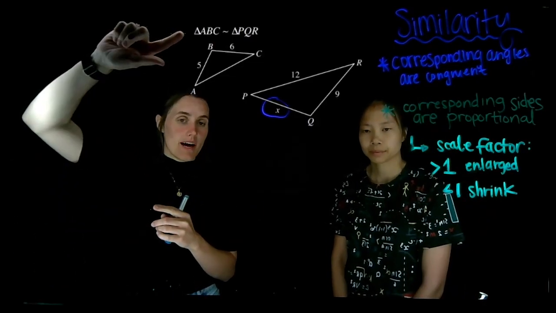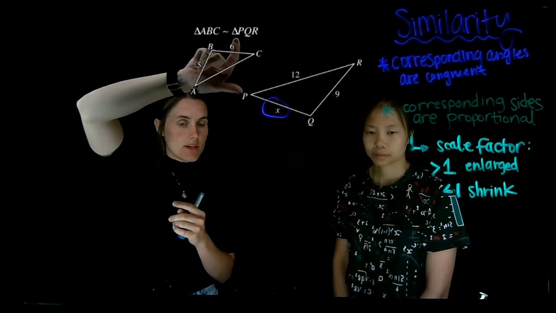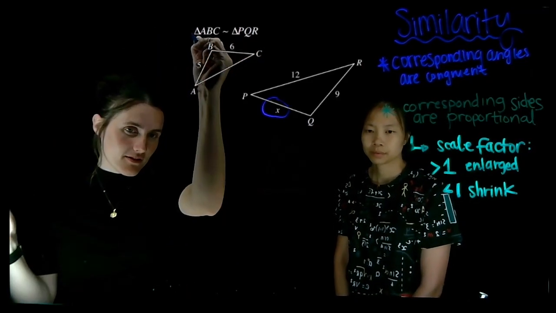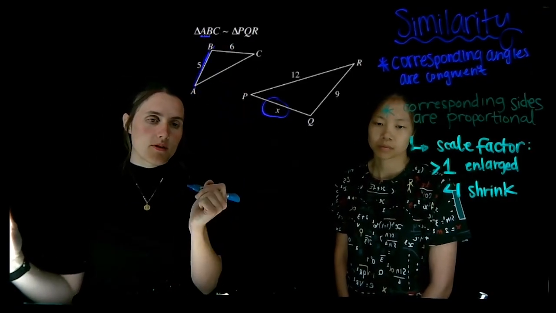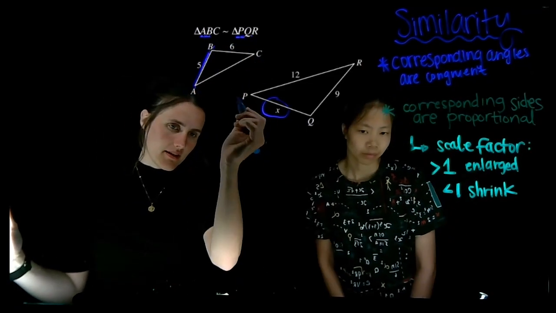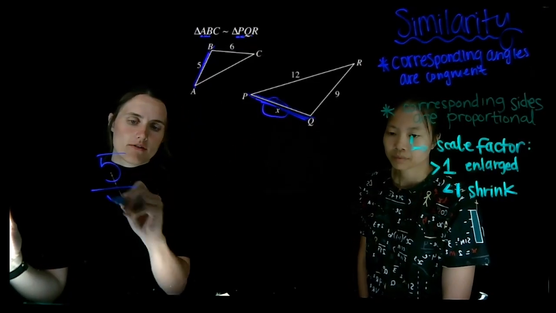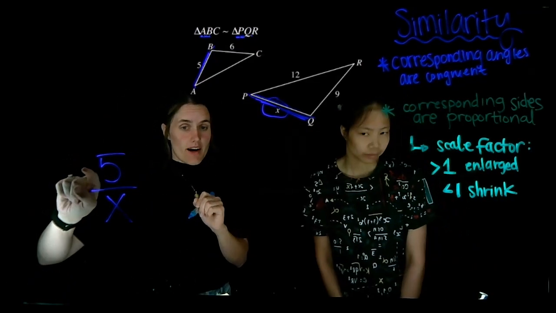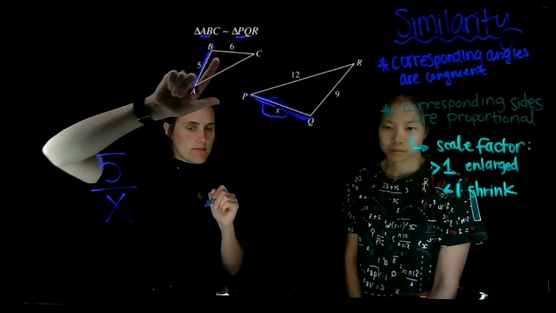So let's look at our similarity statement here. We know that triangle ABC is similar to triangle PQR. If we look at the first two letters of our similarity statement, we can see that side length AB right here corresponds with side length PQ, which is right here. We know that 5 and x are going to correspond with each other. So I'm going to write it as 5 over x. And because I started with 5 on top here, that means my second fraction has to have this triangle on top to stay consistent.